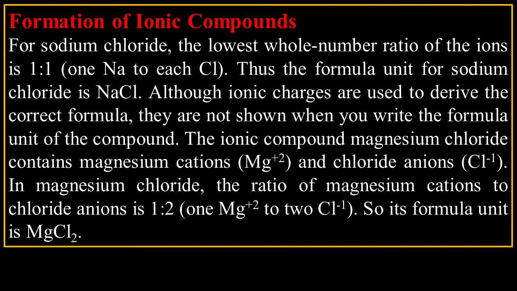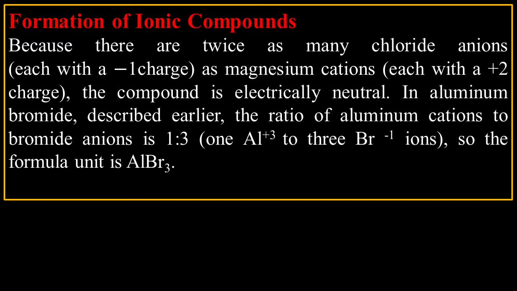unit of the compound. The ionic compound magnesium chloride contains magnesium cations and chloride anions. In magnesium chloride, the ratio of magnesium cations to chloride anions is 1:2. 1 Mg+2 to 2 Cl-1, so its formula unit is MgCl2. Because there are twice as many chloride anions, each with a -1 charge, as magnesium cations, each with a +2 charge, the compound is electrically neutral.